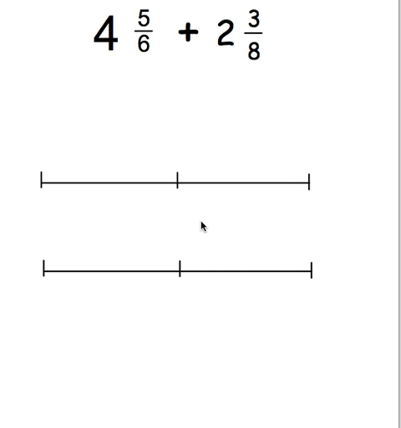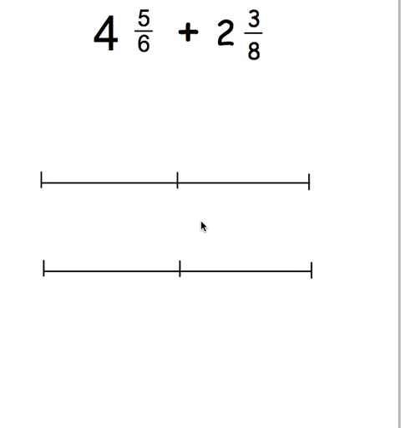To estimate two mixed numbers in addition or subtraction, we're going to be focusing on addition. So we're going to start with 4 and 5/6 plus 2 and 3/8. I've drawn two number lines. This is one strategy that you can use to estimate mixed numbers. So let's focus on the very first number, 4 and 5/6.